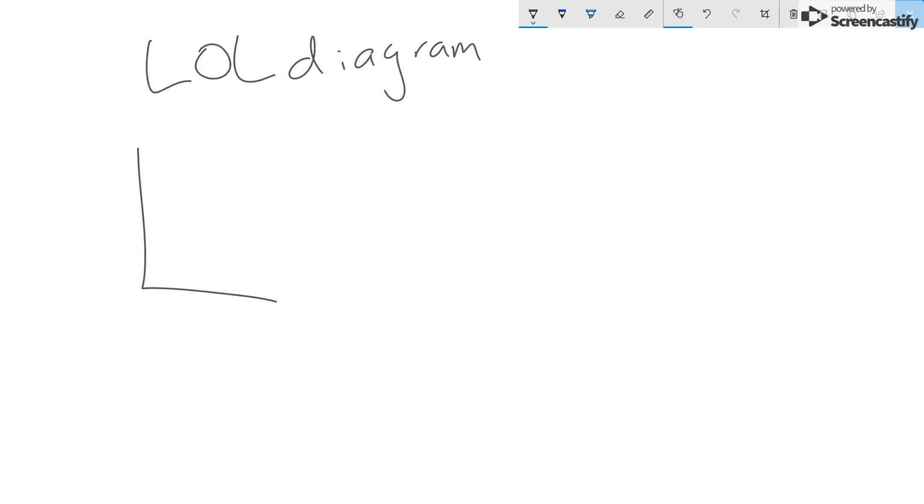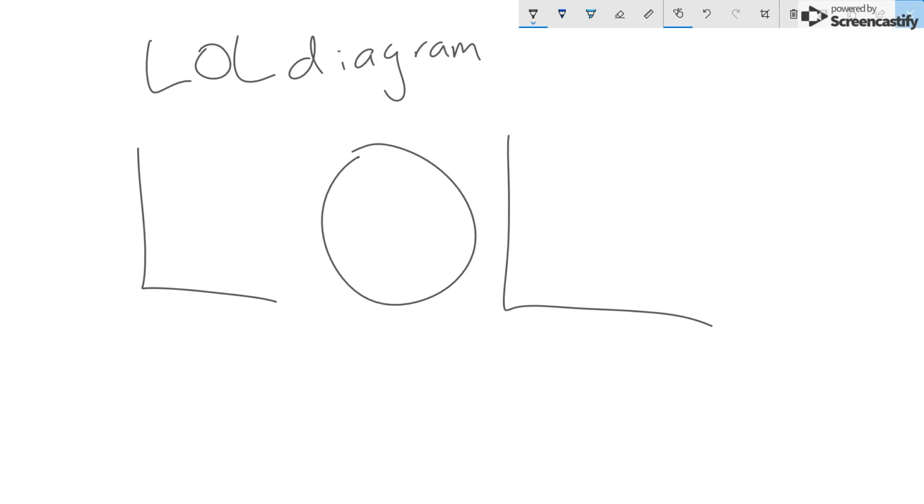Today we're going to talk about a way to keep track of energies in a system called an LOL diagram. The reason it's called an LOL diagram is because that is the exact shape of the graph. So you have an L, you have an O, and you have an L. We'll start with the O. In the O, you write down what is in the system that you are looking at.